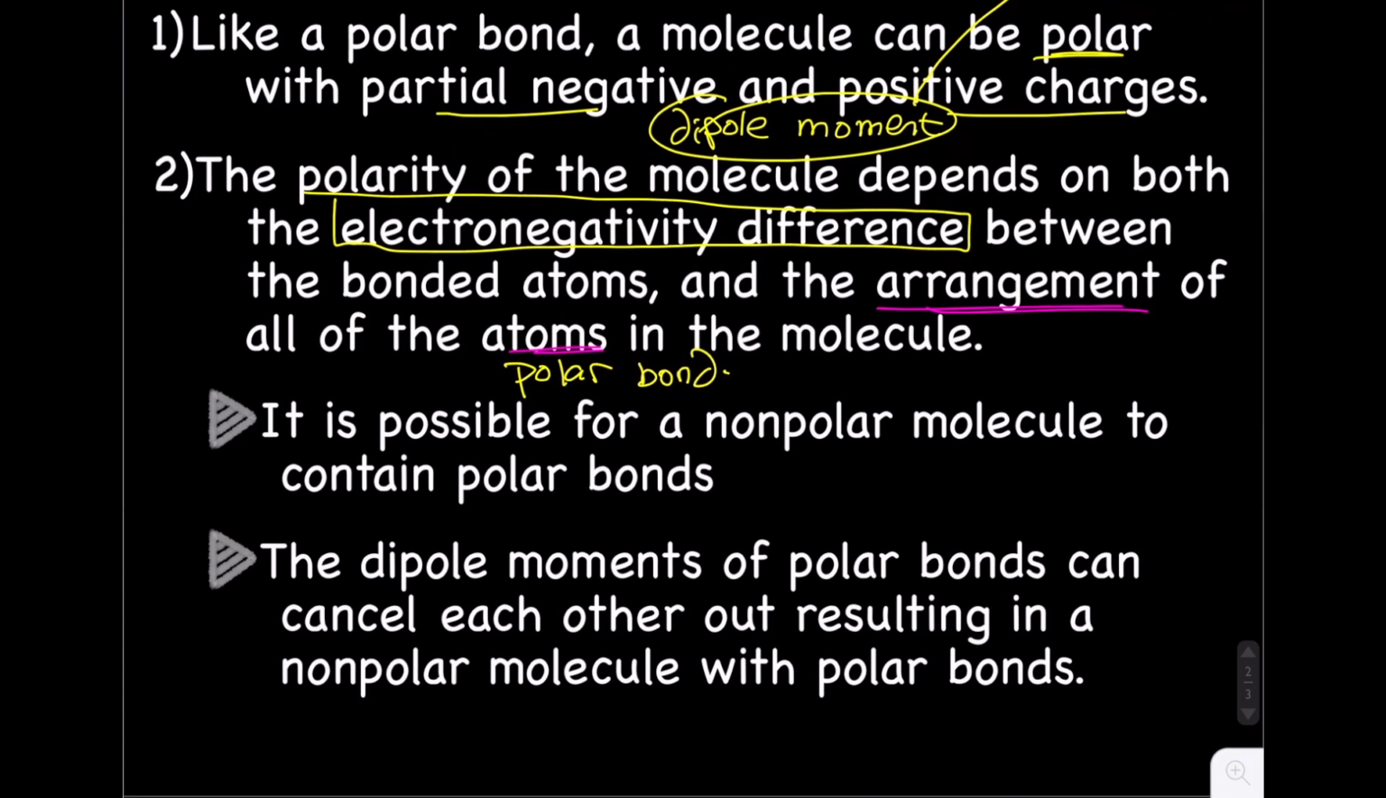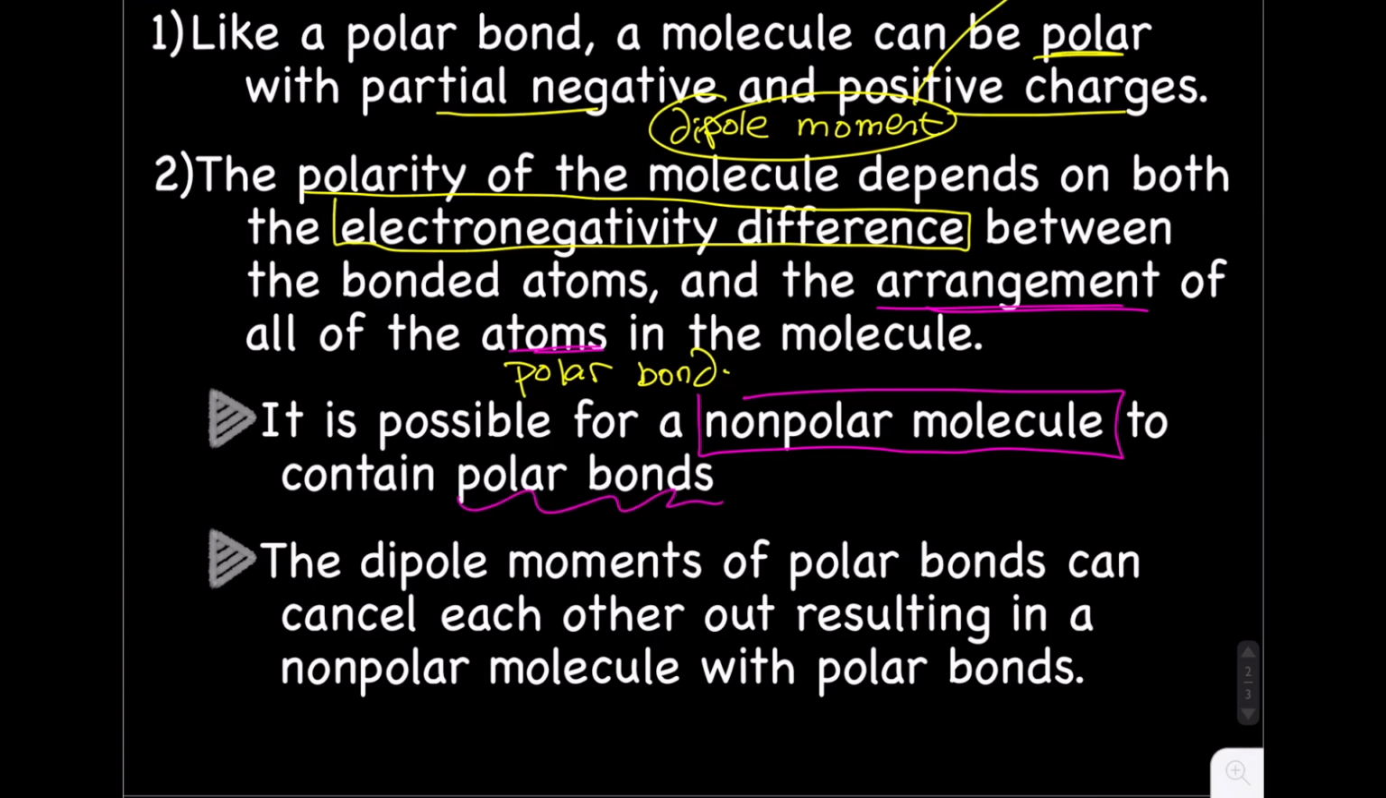So it's actually possible for a nonpolar molecule to contain polar bonds. And that's because the dipole moments of polar bonds can possibly cancel each other out depending on the arrangement of the atoms in the whole molecule. So these polar bonds, the dipole moments, can cancel out and you end up with a nonpolar molecule.